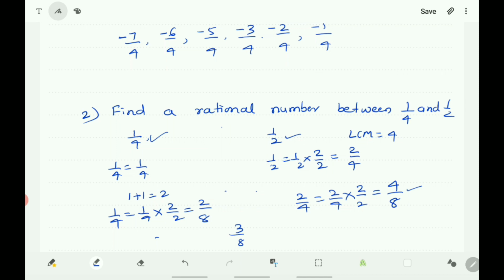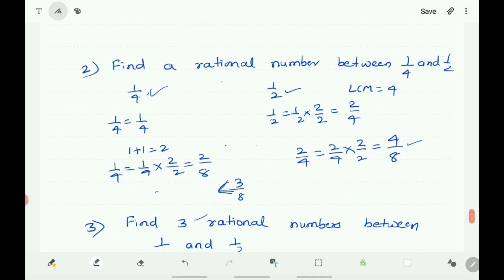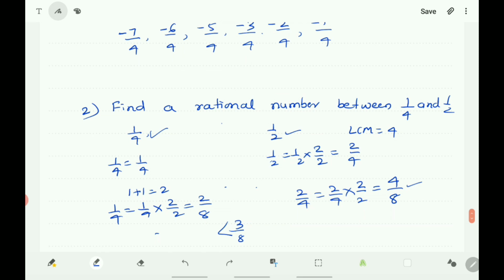You know that 2 by 8 is smaller than 3 by 8 and 3 by 8 is smaller than 4 by 8. So only one rational number, that is 3 by 8, you got between 2 by 8 and 4 by 8. But you can write any number of rational numbers between 2 by 8 and 4 by 8. Here the question is to find only one rational number.